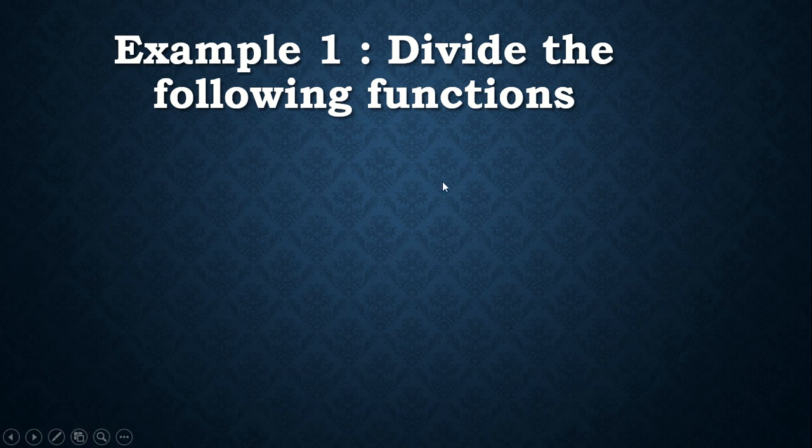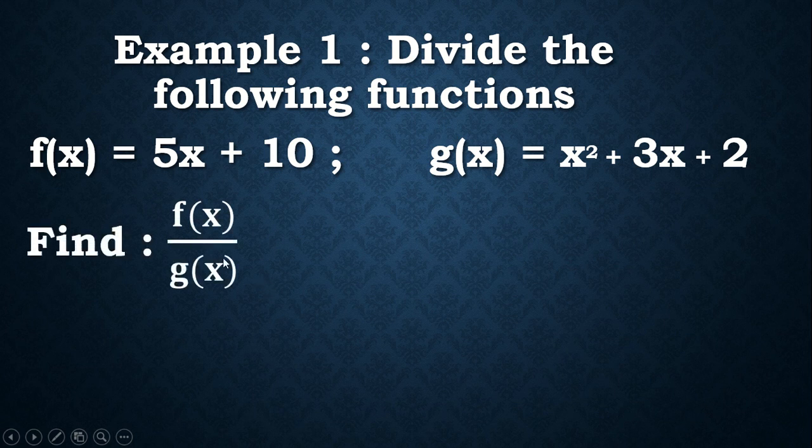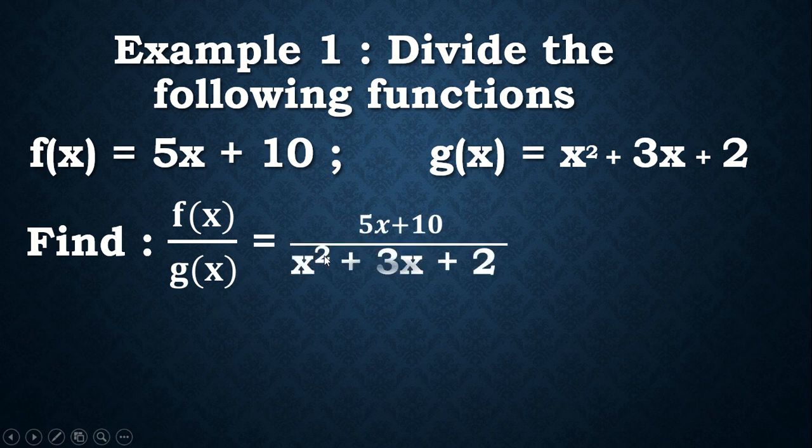Divide the following functions. We have f of x equal to 5x plus 10, and g of x equal to x squared plus 3x plus 2. We have to find f of x divided by g of x, or f of x over g of x. Then we substitute f of x and g of x. For f of x, which is our numerator, it is 5x plus 10. For g of x, which is our denominator, it is x squared plus 3x plus 2.